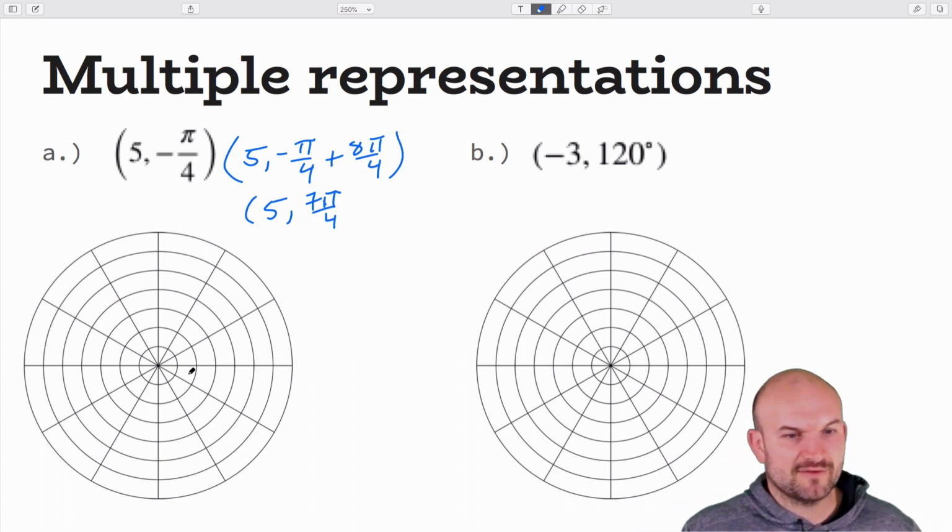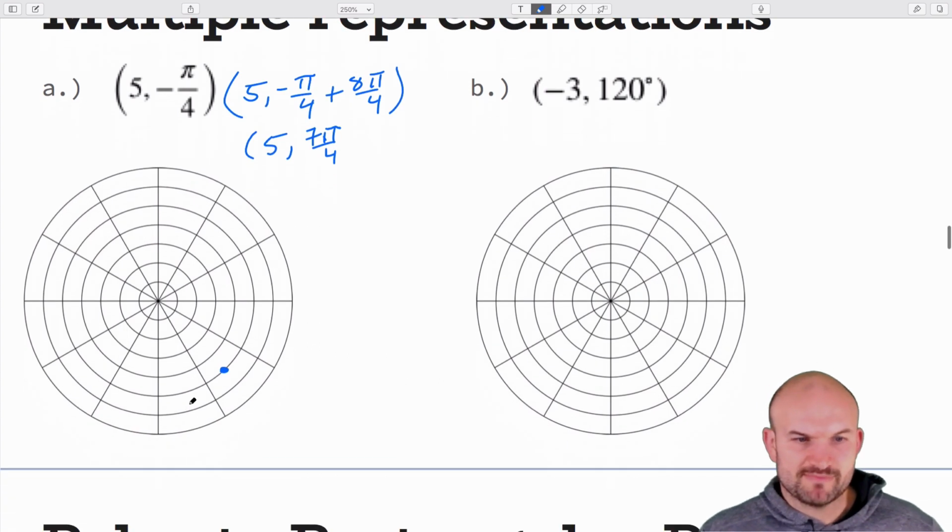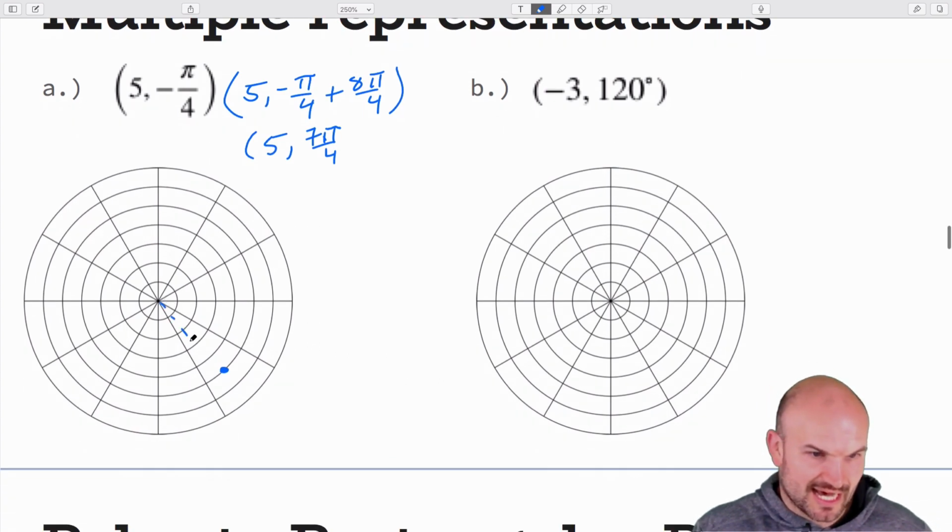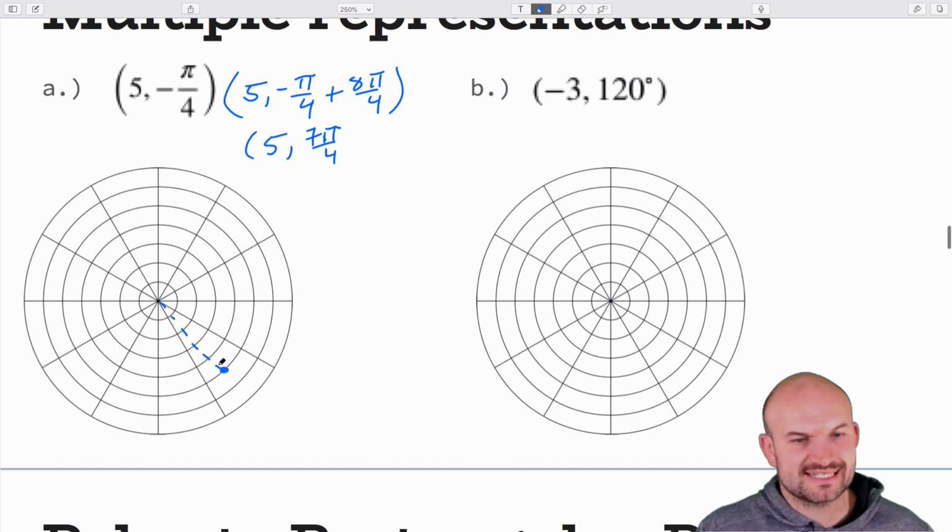So I have negative pi over 4, so that's going to be somewhere here, and then 5. So 1, 2, 3, 4, 5. Okay, so there's my point here, right? And again, this polar axis is not a line, but I want to kind of see this here. So again, that is going to be negative pi over 4, right? But here's the point.